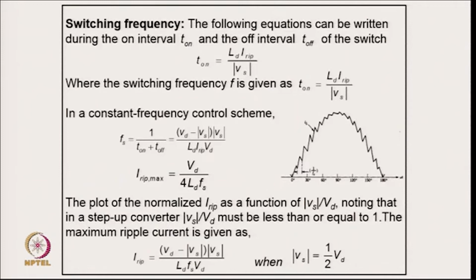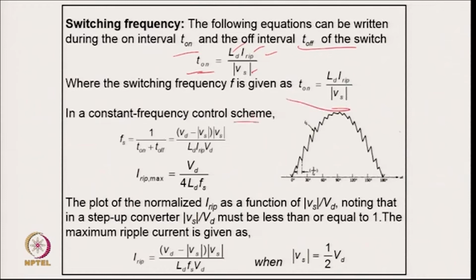Coming to the inductor design, for one particular switching cycle we can write the intervals T on and T off. T on is the period of current rising. So, LD into ID, that is LD dI by dt, will be equal to Vs. From that we get the on period, and that can be written from this relation.